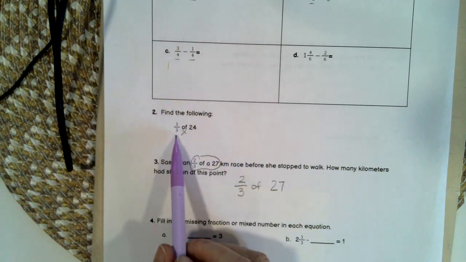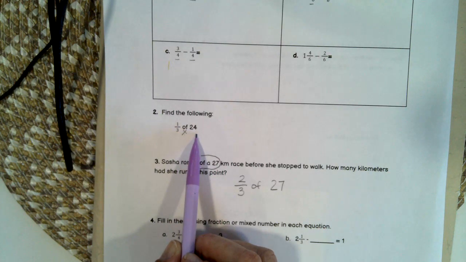Find the following: 1/3 of 24, 1/3 times 24. You can use your calculator to help you.